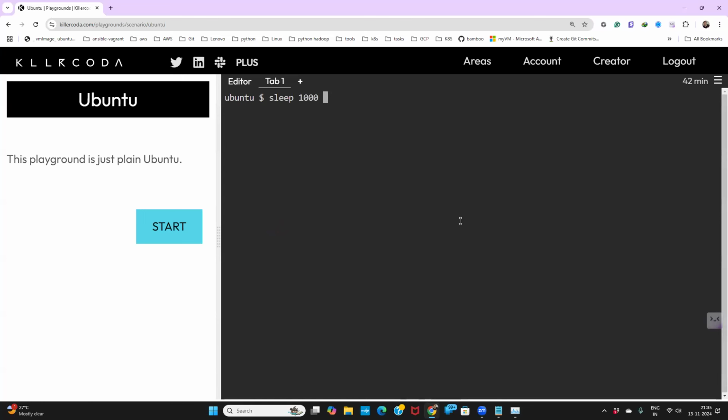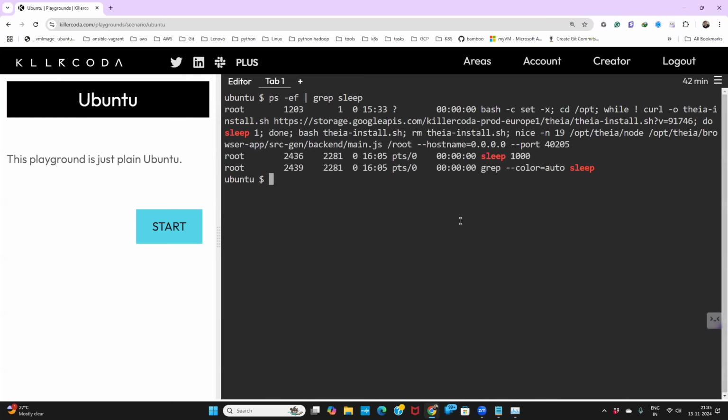Okay, I'm running this in background mode, right? So let us say ps -ef | grep sleep. This is the process we ran. You identified that this particular process is consuming more of my CPU utilization.